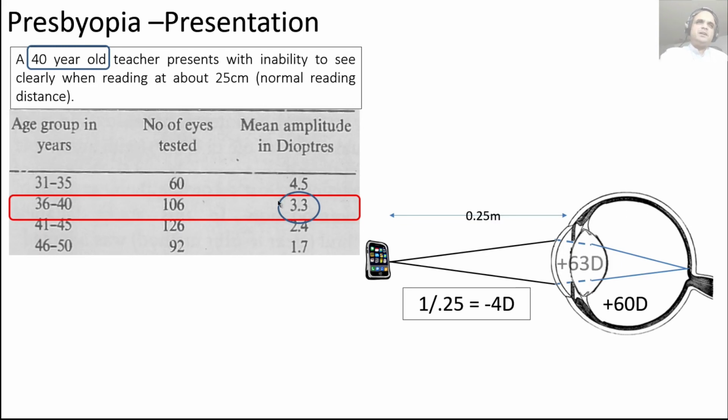Let's take it 60, make my life a little easier. And if we add -4 to 63, we don't come up with 60, we come up with 59. So these light rays focus behind the retina. And there is really nothing you can do about it.